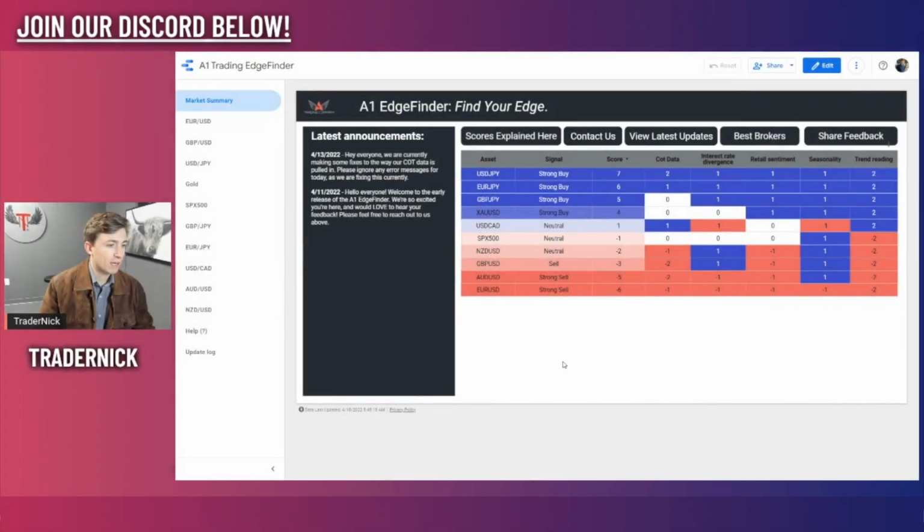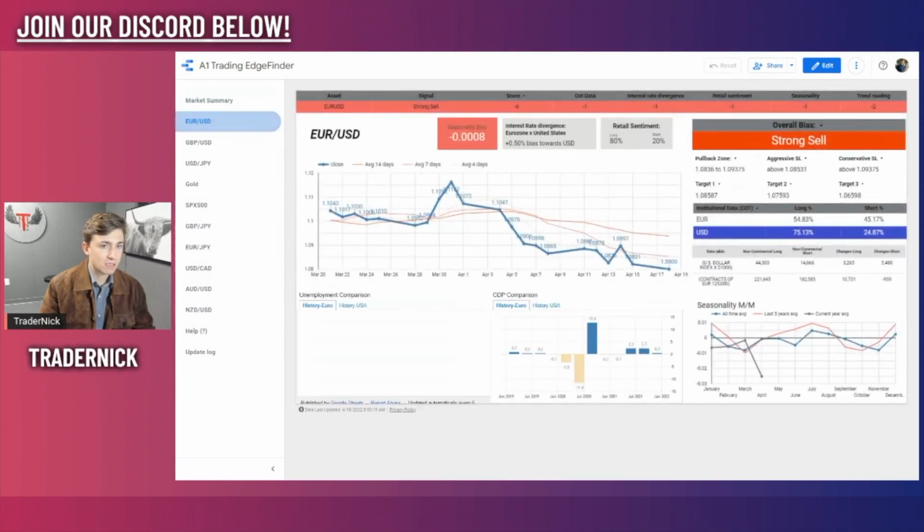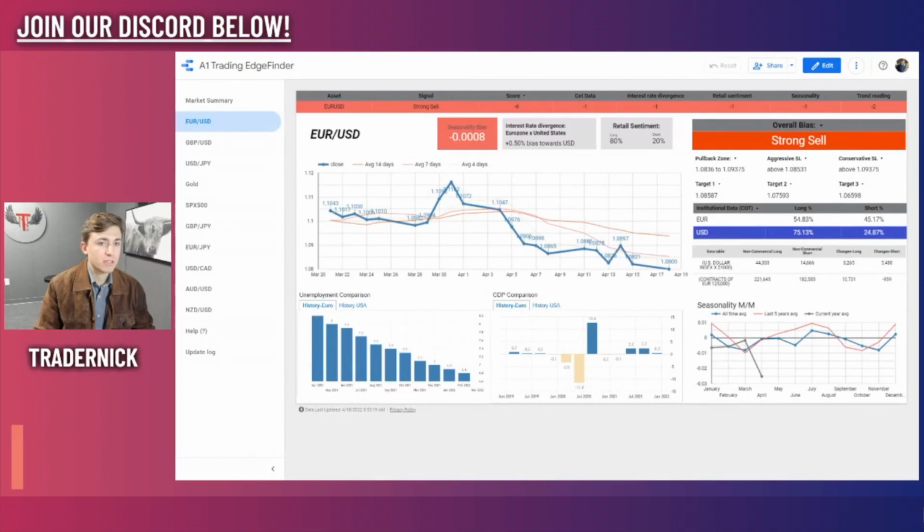I want to talk about the euro dollar for starters. So let's go take a look at EU here for a moment and see what the EdgeFinder has for us today. So overall, EU strong sell, and I would tend to agree with this. Now, it doesn't mean that just because it says strong sell, I'm going to go sell it right now. That's not necessarily what the EdgeFinder is for. The EdgeFinder just gives me a list of variables and gives me a general idea of a directional bias. So for me, I am looking to sell the euro dollar.